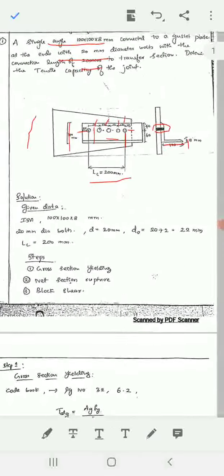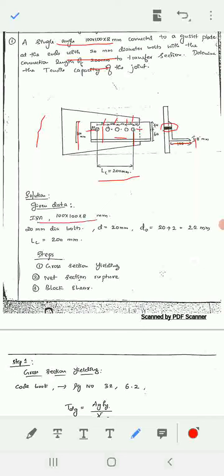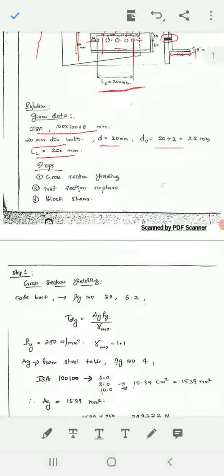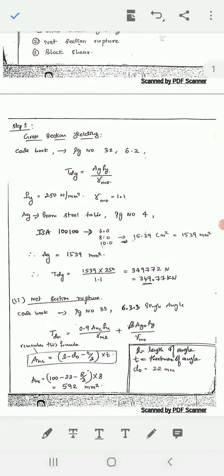Okay, our given data: ISA 100 into 100 into 8, 20 mm diameter bolts, that is d is 20 and d naught is 22, Lc is 200. First 3 steps are there: gross section yielding, net section rupture, and block shear. For these 3 steps we need page number 32 first, for the formula of gross section yielding.